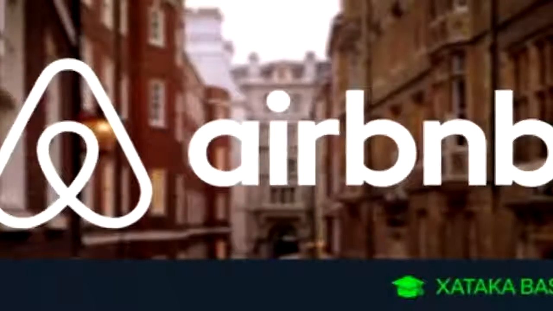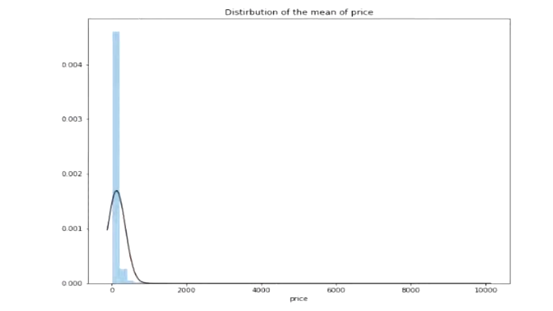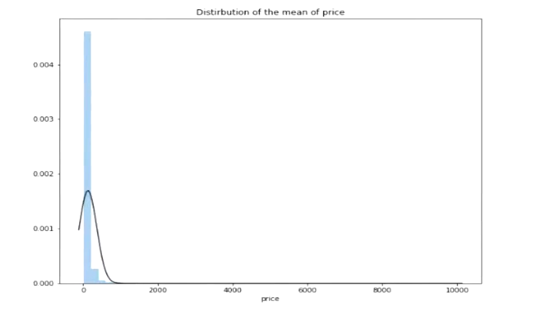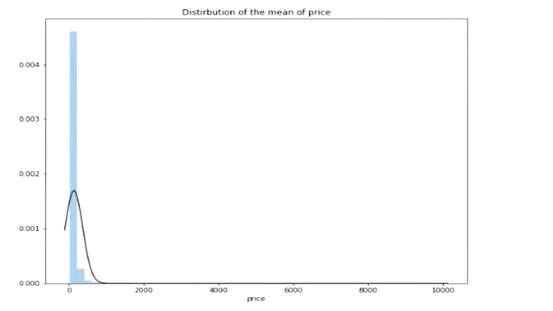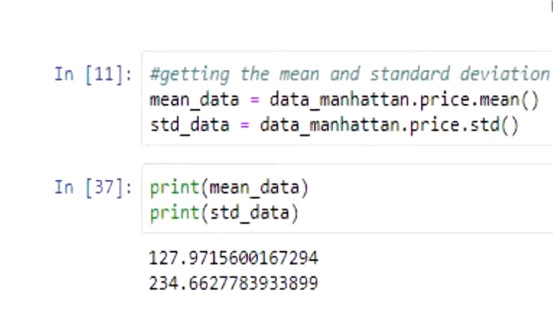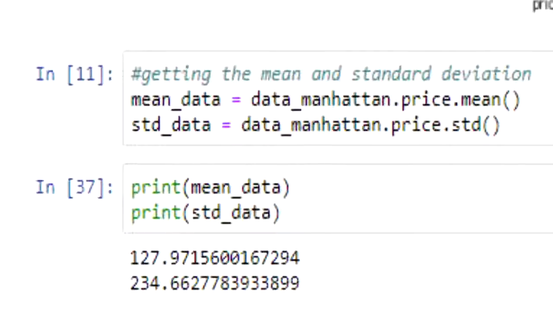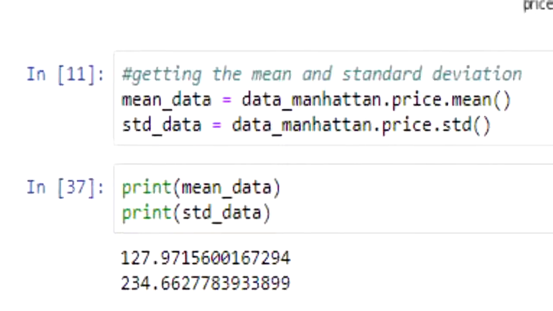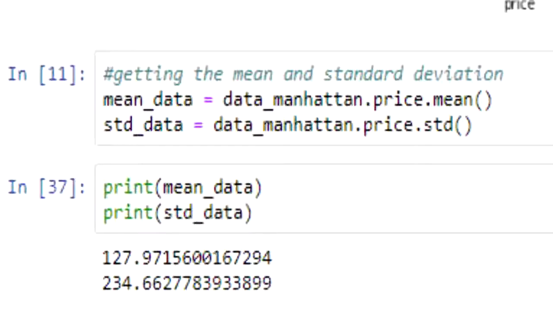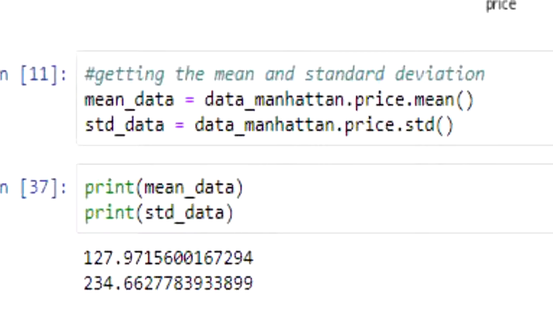First of all, you can see the distributions right now. As we can see, the distributions are not so similar to the normal distribution, but z-scores, contrary to what you think, are not only for normal distributions. So first we need to get the mean and the standard deviation. Since we are working with pandas, using mean and std is enough. By doing this, we get that the mean price and its standard deviation are $128 and 234.66 respectively.